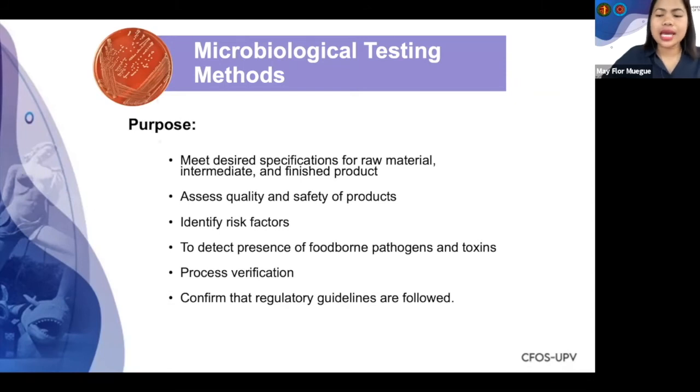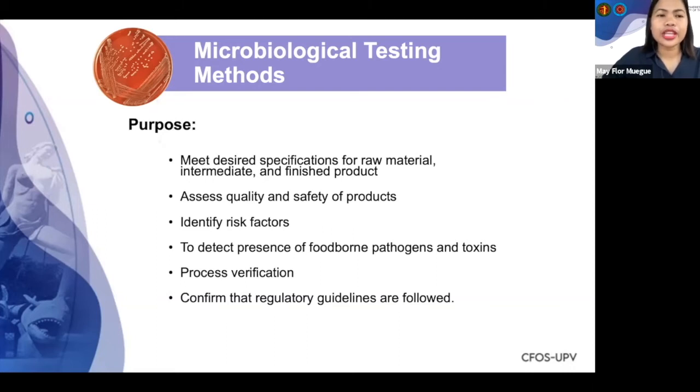So, next is to assess quality and safety of products. So, that's obvious. Identify the risk factors. Also, kasi pag alam natin na mataas yung salmonella, for example, sa product natin, alam natin kung ano yung potential risk kapag mataas yung salmonella. And also, if we know that our canned product has high levels of Clostridium botulinum, we know that Clostridium botulinum can produce toxins that can be detrimental. So, alam natin yung mga risk factors, okay? To detect the presence of foodborne pathogens and toxins, yun din yun.